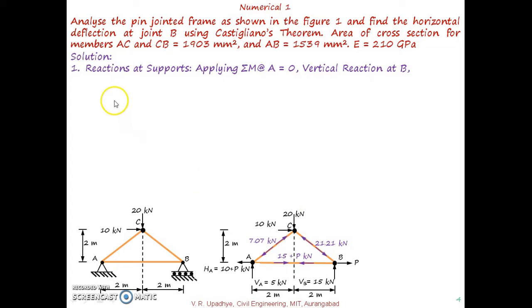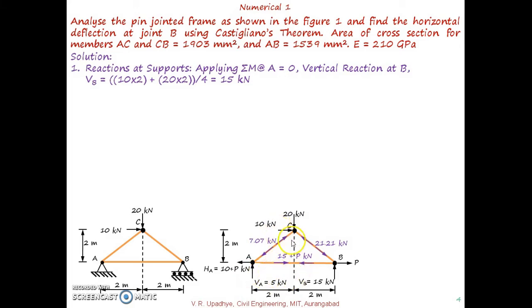So first of all, we need to analyze the reactions at the supports. If we apply summation of moments of all the forces about support A equal to 0, we can find the vertical reaction at B initially. The equation is something like this. For the 10 kilonewton horizontal force acting at C, the moment about A will be 10 into 2, and that will be clockwise. For the 20 kilonewton force, the perpendicular distance is again 2 meter, so that is 20 into 2, and again that is clockwise.